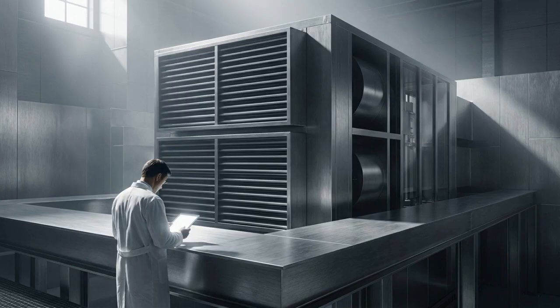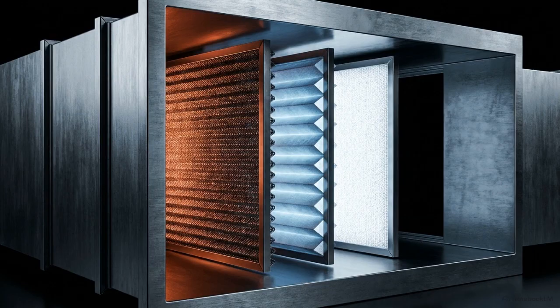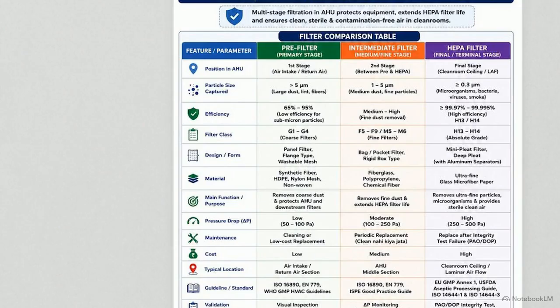Standalone filter media is ineffective if the AHU fails to properly condition the physical state and force of the air beforehand. Once the air is conditioned and moving, it hits the filtration media. Modern filtration follows a calculated, multi-stage hierarchical sequence. This specification table outlines the exact progression.